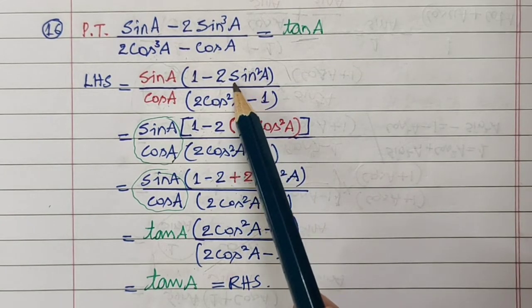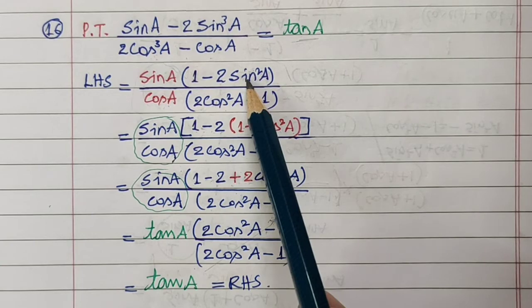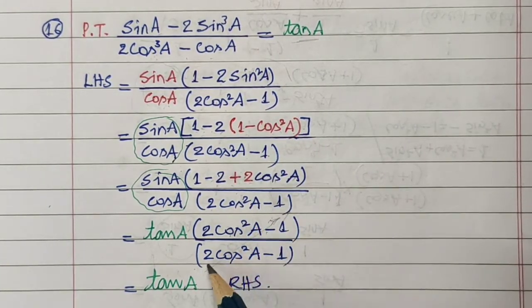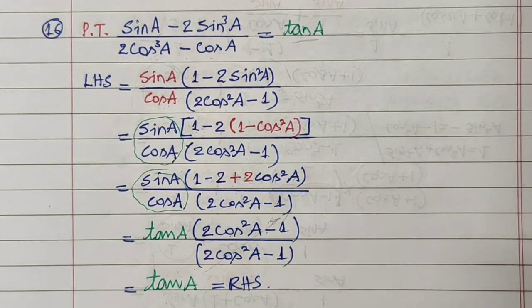We are changing the sin part to the cos part. Sin square A is equal to 1 minus cos square A. The rest is simple calculations, and we got tan A, that is equal to RHS.